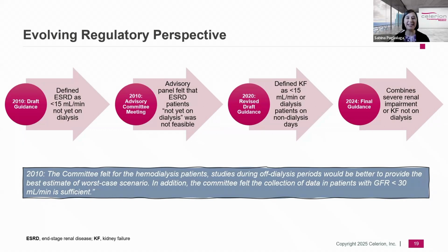And then more recently, the final guidance that came out just last year actually combines the two groups. So we have severe renal impairment or kidney failure not on dialysis, representing the worst case scenario. This widens the term for this worst case scenario, granting more leeway for recruitment.